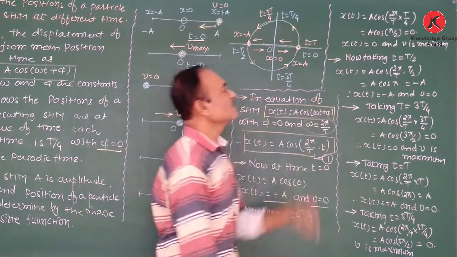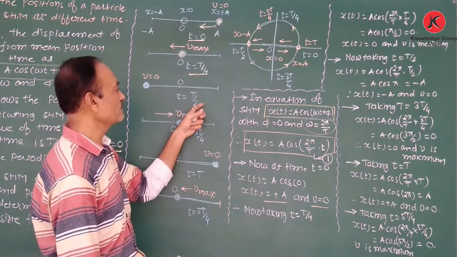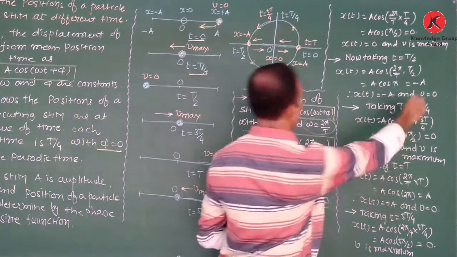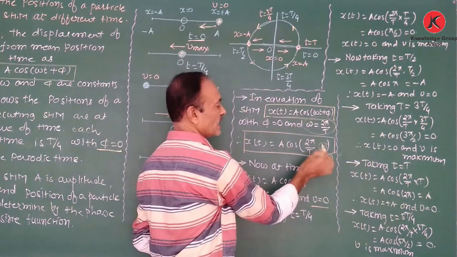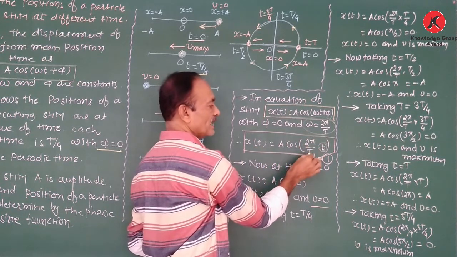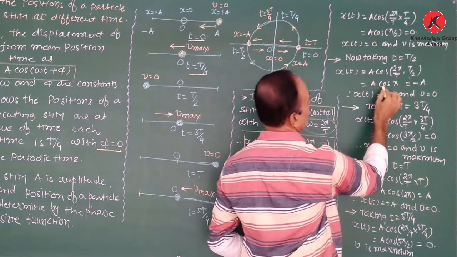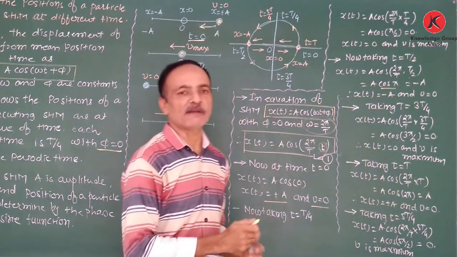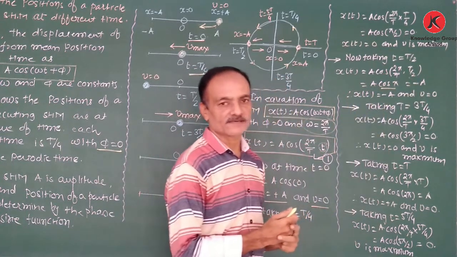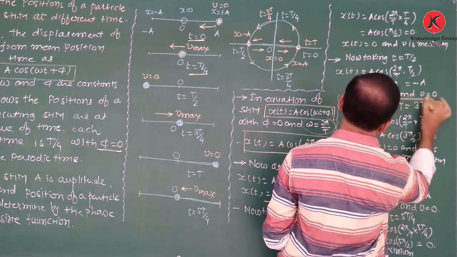Now, taking the next time interval, T by 4 plus T by 4, that means T by 2. For T by 2 time, here we substitute small t as T by 2. Therefore, x(t) is equal to a cos(2π/T × T/2). T cancels, 2 cancels, cos π. Cos π is minus 1. Therefore, x is equal to the minus a position. Therefore, x is equal to minus a and velocity is 0.